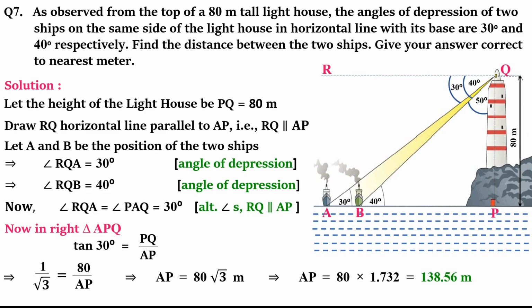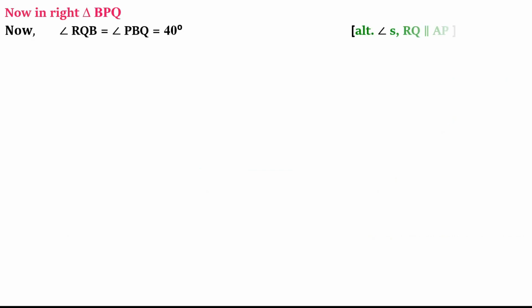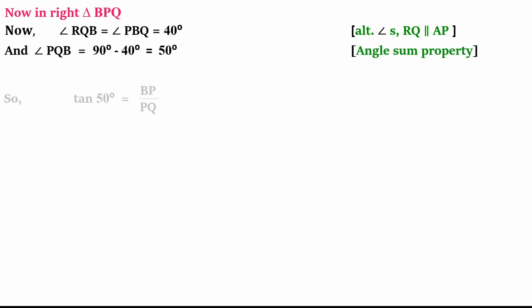Now let's take the second triangle. In the second triangle, I told you we will not take 40. We will find the other angle, which is 50. I gave you the reason by angle sum property rule. Now we will apply tan 50. Tan 50 is not a standard angle. We will make use of the trigonometrical table. Tan 50 is equal to BP upon PQ.